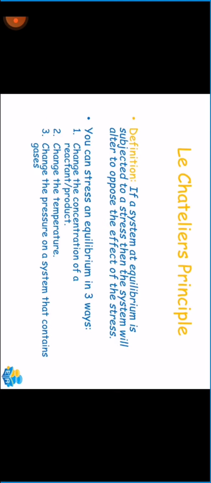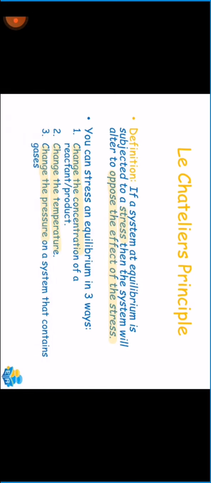So next we're going to look at Le Chatelier's principle, and Le Chatelier's principle was put forward by a scientist called Chatelier in around the 1880s, and he put forward a rule that allowed chemists to basically look at the direction of the equilibrium reaction, so whether there was more forward reaction happening or more backward reaction. And he said that if a system at equilibrium is subjected to a stress, the system will alter to oppose the effect of the stress.